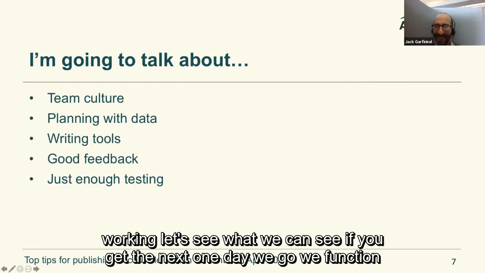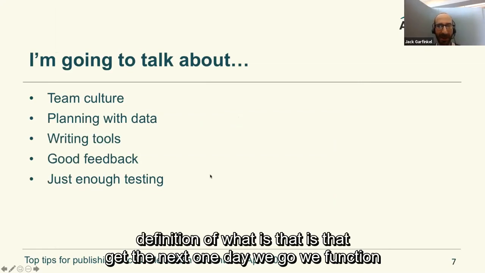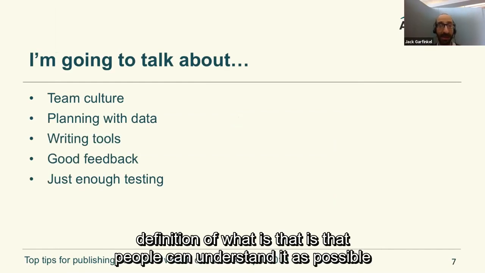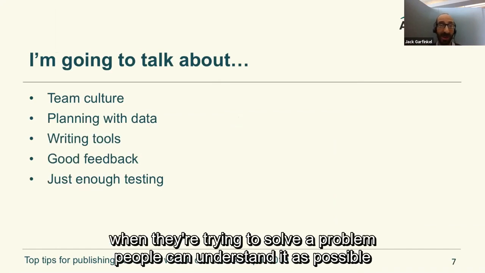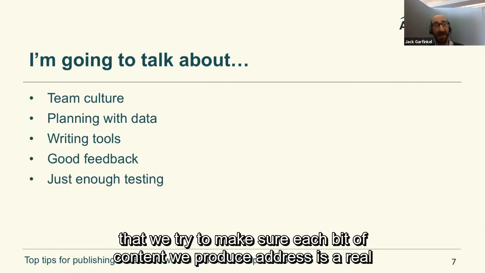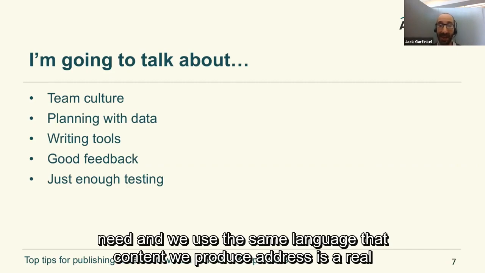Lovely. So you've already heard about where I work and maybe what I do. At Scope, we have quite a functional definition of what accessible content is. That is that people can understand it with as little effort as possible, and when they're trying to solve a problem, that they can find it. In order to do that, we try to make sure each bit of content we produce addresses a real need, and that we use the same language that our users use.